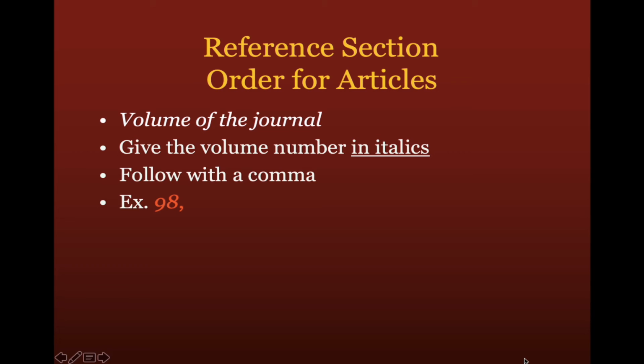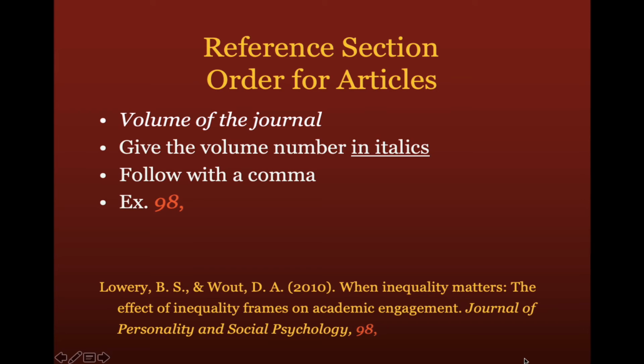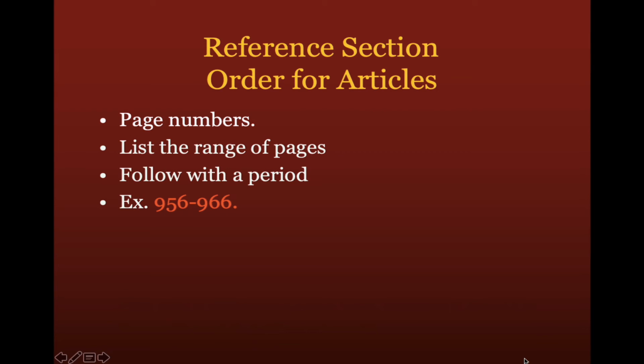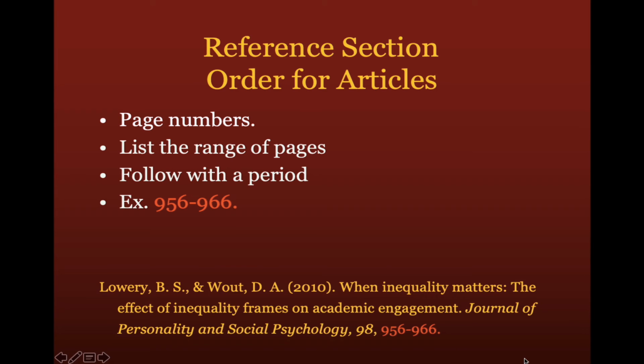And then next you have the volume number. And this is the other piece of information that needs to be in italics. So you report the volume number followed by a comma. In our running example here, we've now included 98 for our volume number followed by a comma. And then you report the page numbers followed by a period. So this was 956 to 966.